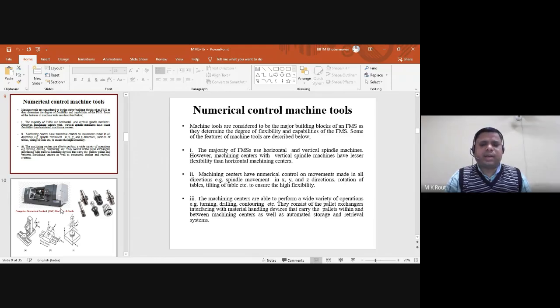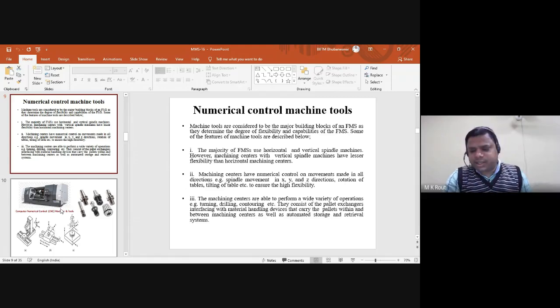The next part is the different features of these machine tools. The first feature is that the majority of flexible manufacturing systems use horizontal and vertical spindle machines. That means a spindle holds the machine tool, and that tool performs different operations through the X, Y, and Z directions. A machining center with a vertical spindle has lesser flexibility than horizontal machines.